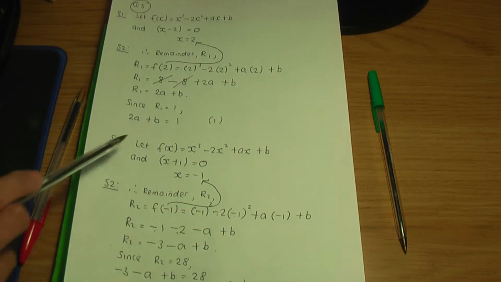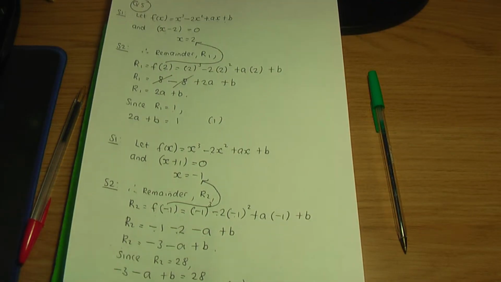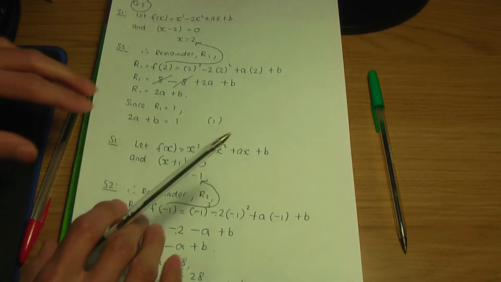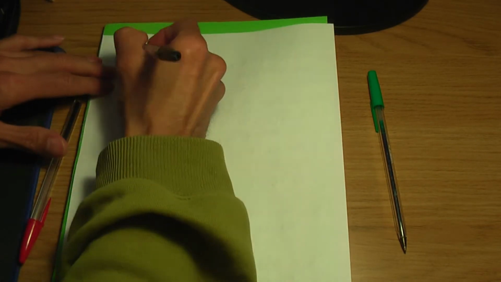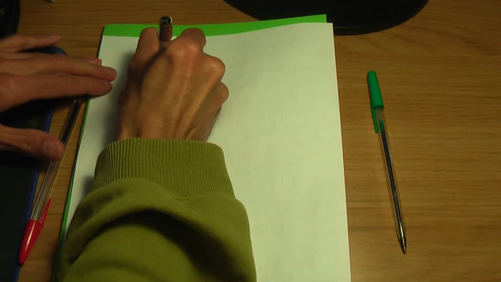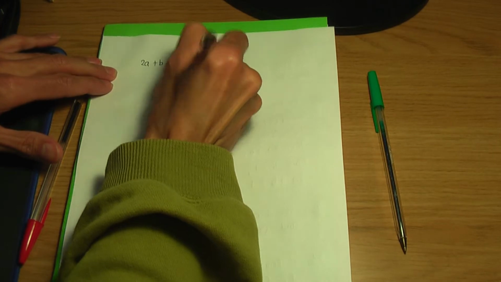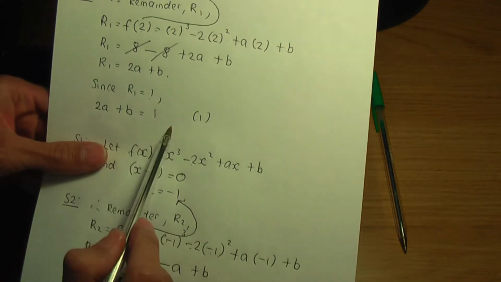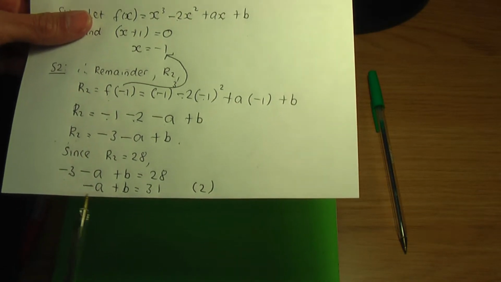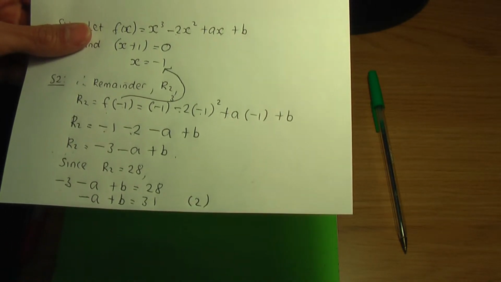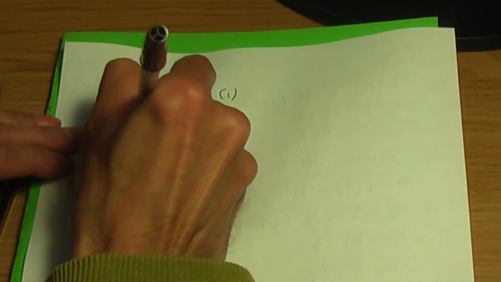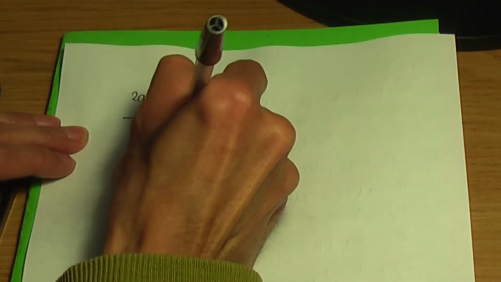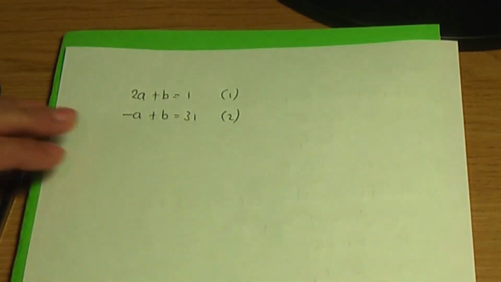So let's take these two equations that I have and solve them simultaneously. On the reverse, the first equation is 2a plus b, that's equal to 1. That's equation 1. Equation 2, minus a plus b, that is 31. So let's write that down: minus a plus b, that is 31. That is our equation 2.